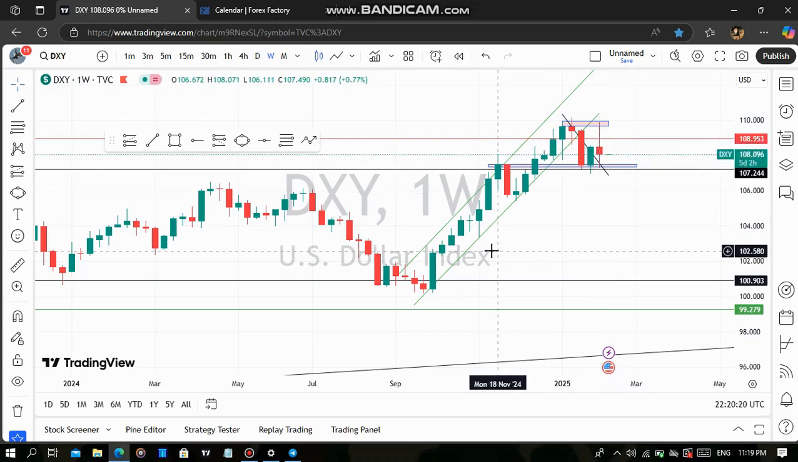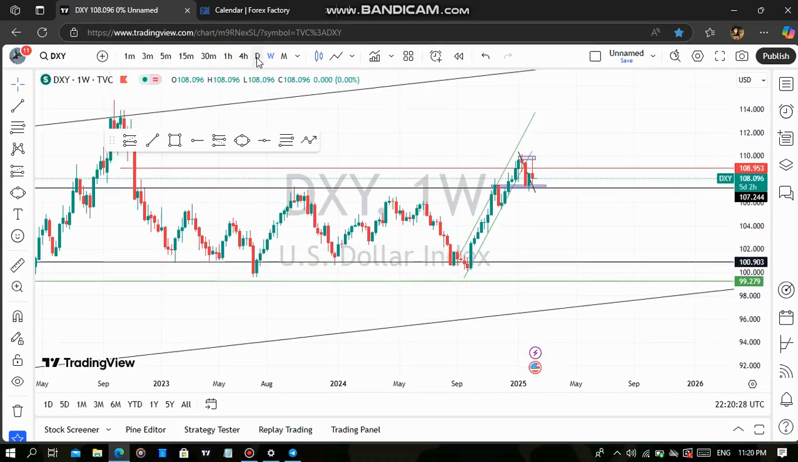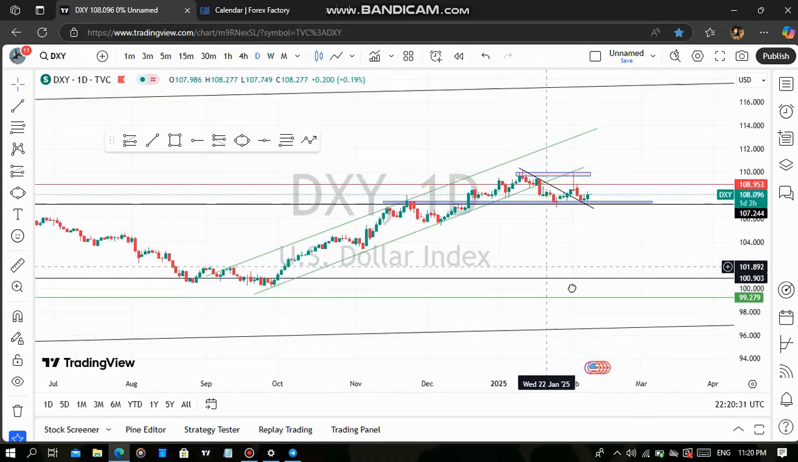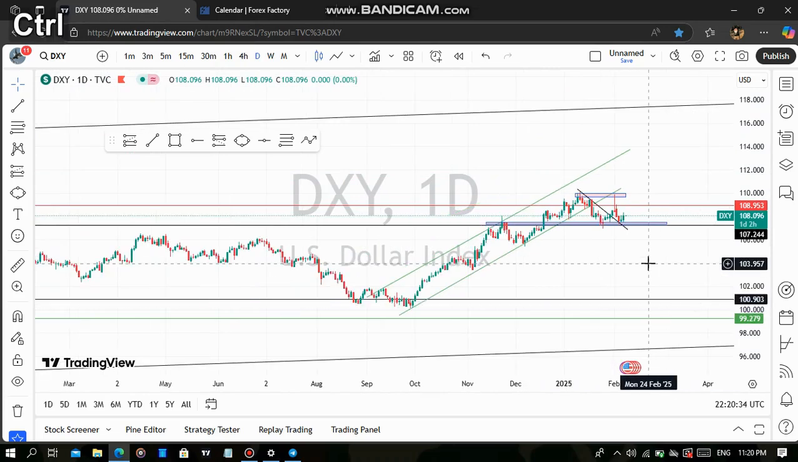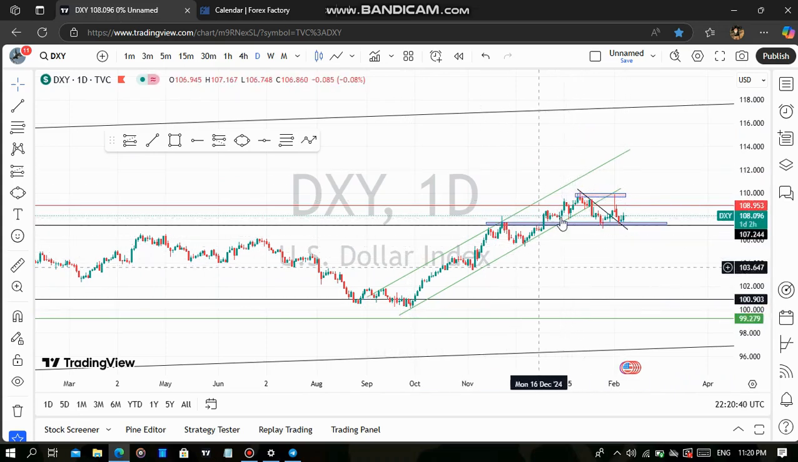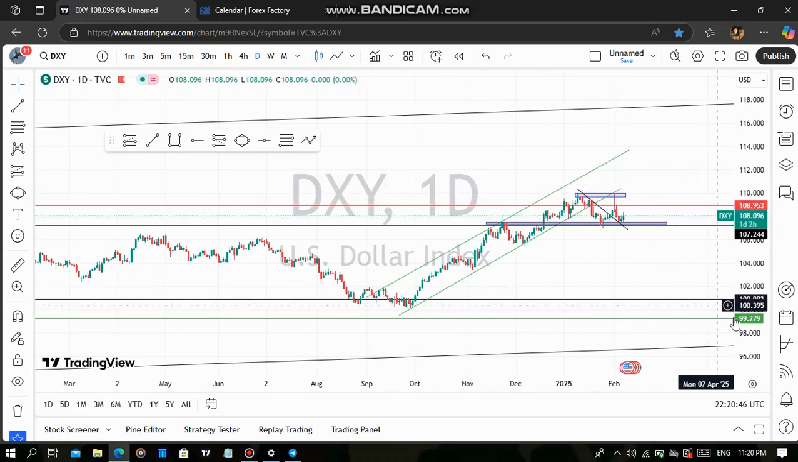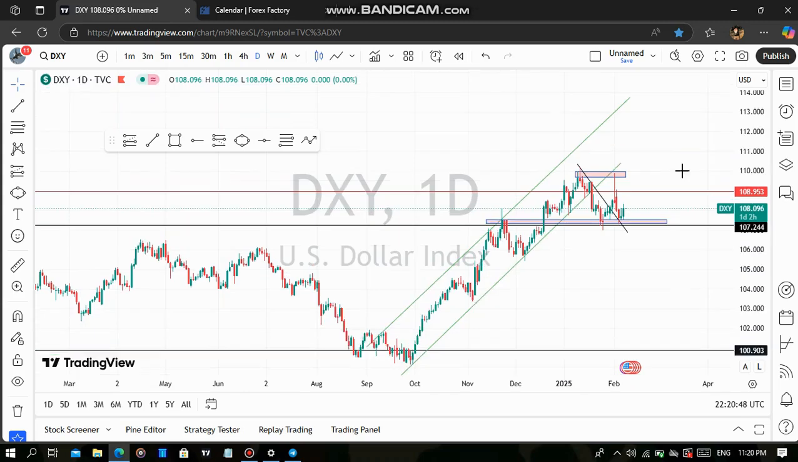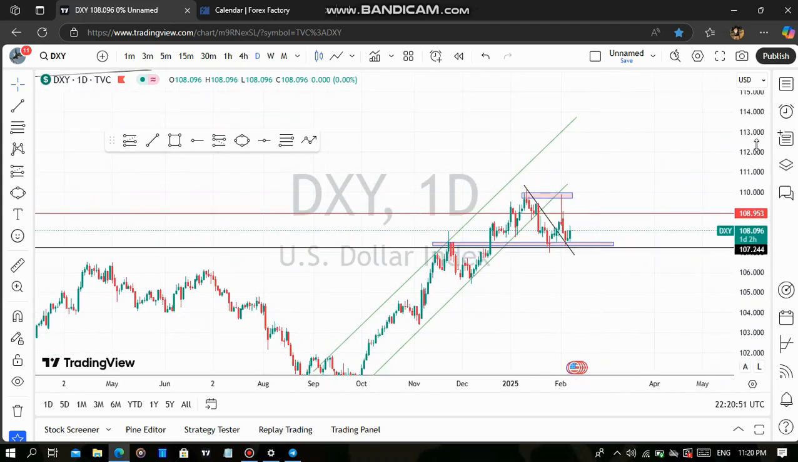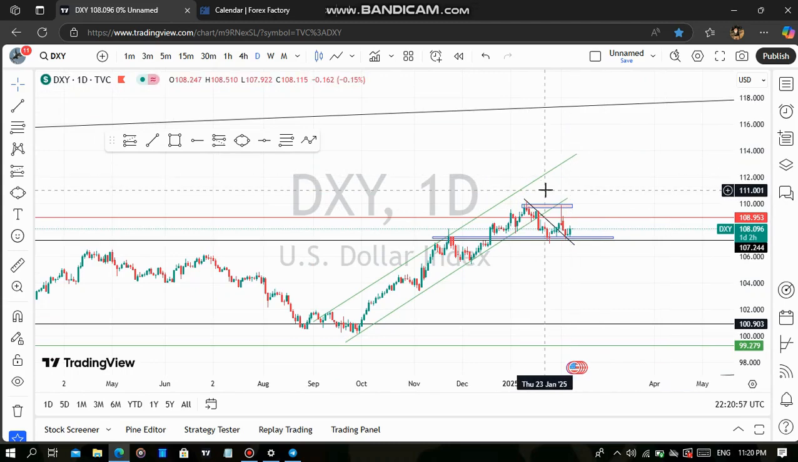We can also see this bullish trend. Let me take it to D1. You can also see this bullish trend. This previous bullish trend, you can see that it has been intersected in one way or the other, with a kind of retest on it. This is also a trend reversal pattern, and that is a double top. This is the first top here.